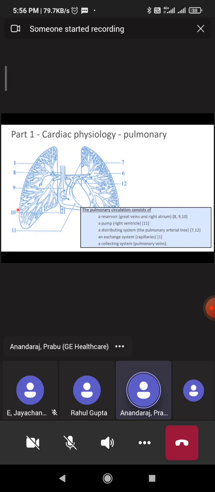I will not try to dig deeper into it, because then at times you will get crazy values of 40 liters and all. The normal cardiac output will be somewhere between 5 to 8 liters per minute.